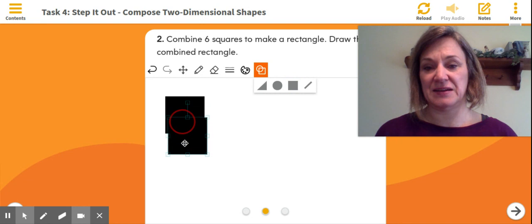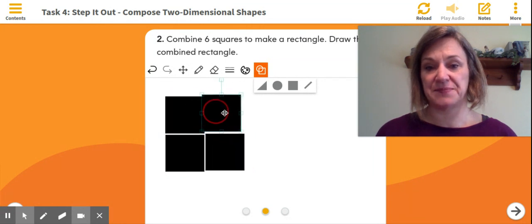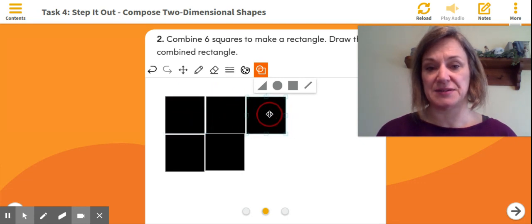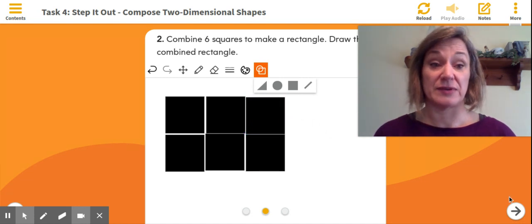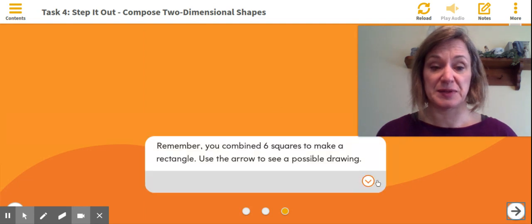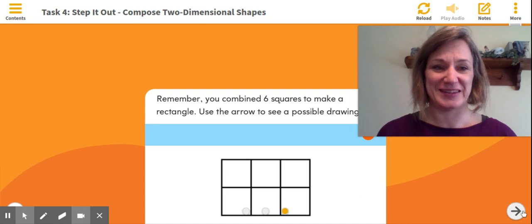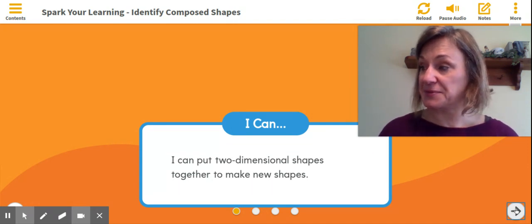All right. So there are 2 together. I'm going to start out kind of like our square, aren't we? Again, I'm leaving a little space so you can see where they end. And then I'm going to keep going so that I have a rectangle. And you can see how if I put those 6 squares together, I now have a rectangle. And here's what theirs looks like. See if they agree with me. There it is. I can put 2-dimensional shapes together to make new shapes. So that's what we've been working on.